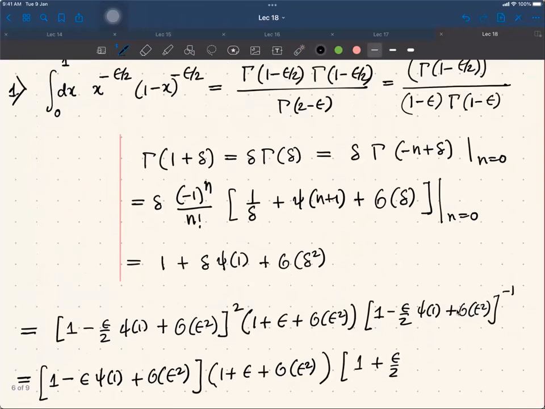There's a small mistake here, I think. So this is the expansion for gamma 1 minus epsilon, and we have now in this factor gamma 1 minus epsilon inverse. So it should be 1 minus epsilon. So there will be no factor of half here.